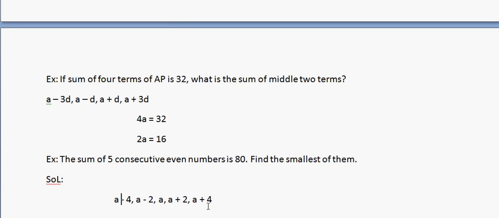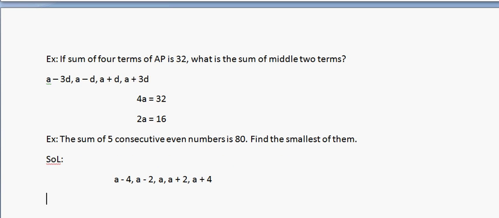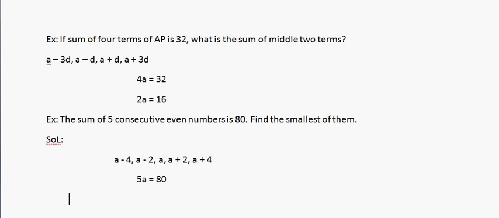Now the sum of these 5 numbers is 80, which means if you add them, you would get 5a, which is equal to 80, or simply a is equal to how much? 16. So the first number would be 16 minus 4, 12, then 14, 16, 18 and 20. So these are the 5 numbers, right? And the smallest one of them would be a minus 4, which is 12, right? So this is the easiest way to solve this question.